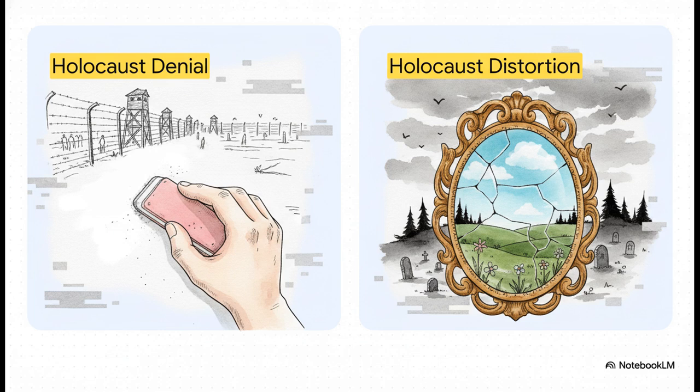But the second threat is Holocaust distortion, and this one is arguably more insidious. Distortion acknowledges that the Holocaust happened, sure, but it intentionally excuses, minimizes, or misrepresents the facts. Both of these tactics are currently on the rise, and they're being massively amplified by digital technologies, AI chatbots, deepfakes, and political propaganda coming from both extremes of the political spectrum.